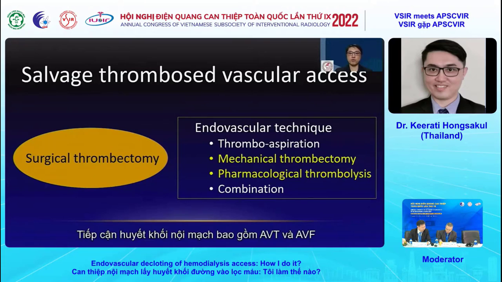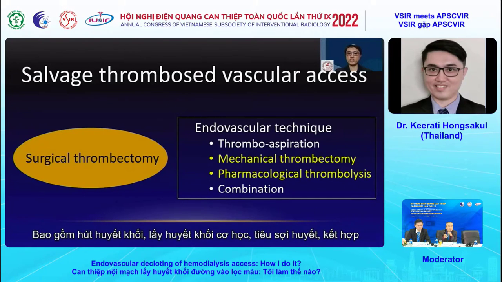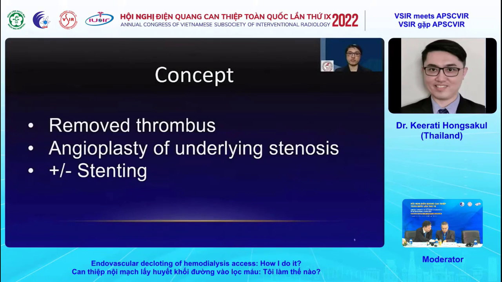For thrombosis of the vascular access, including the AVG and the AVF, the salvage treatment includes surgical thrombectomy, which is the standard method. However, the endovascular techniques are now also standard options to treat these conditions, including thromboaspiration, mechanical thrombectomy, pharmacological thrombolysis, or combinations. So I would like to focus on the mechanical thrombectomy and the pharmacological thrombolysis.